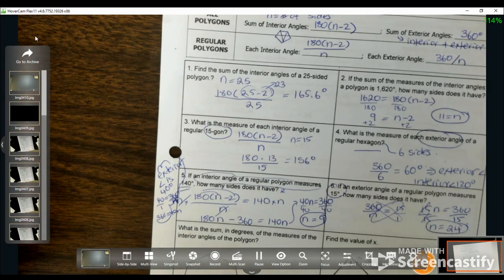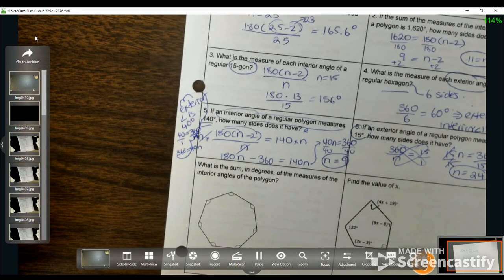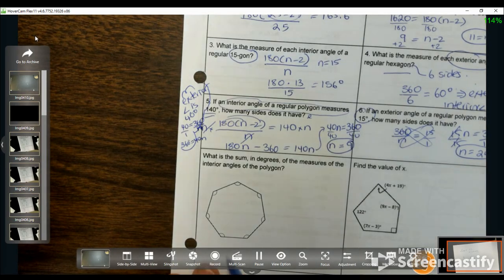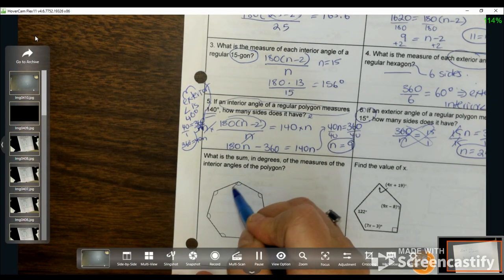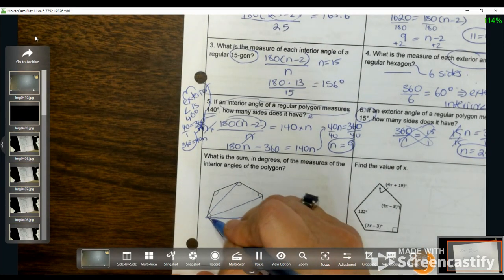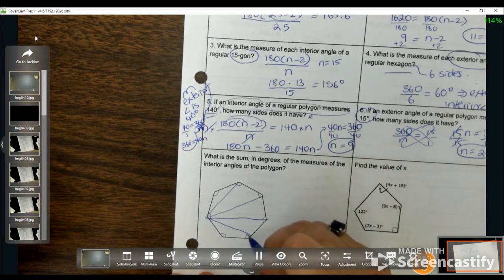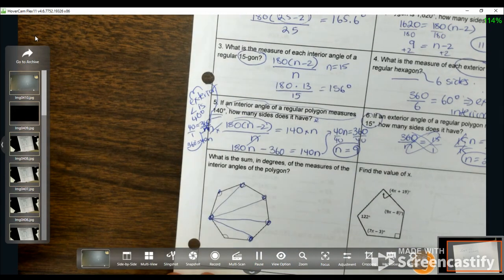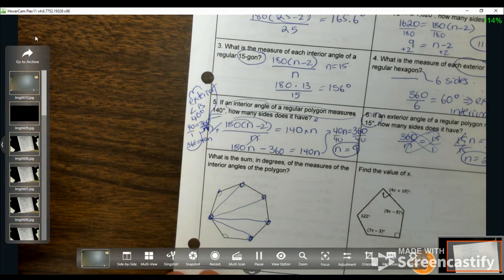Now, I talked about this briefly. We want the sum in degrees of the measure of the interior angles of the polygon. This is our polygon. You could do it two ways. This is the second way to do it, where you divide your shape. You go to each of the vertices. The lines cannot cross, and each of them are 180 degrees.